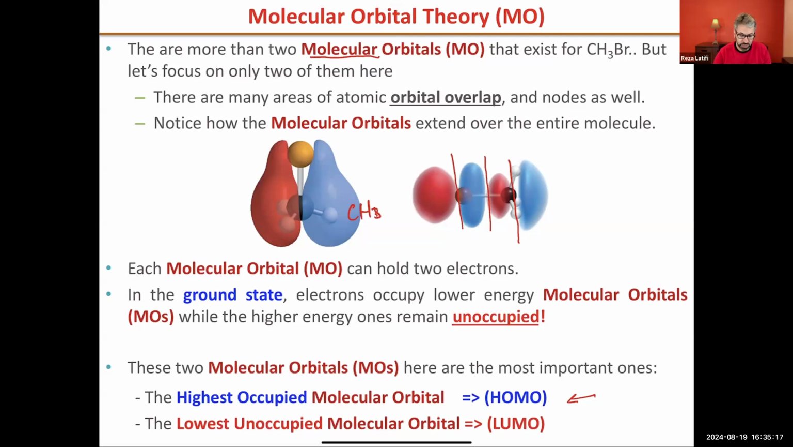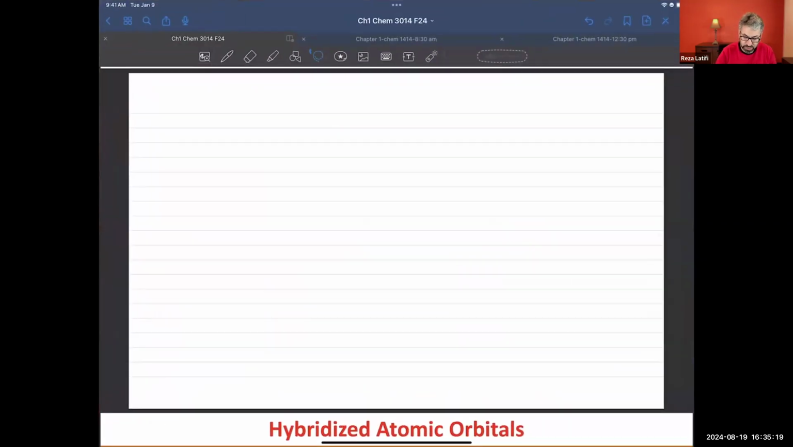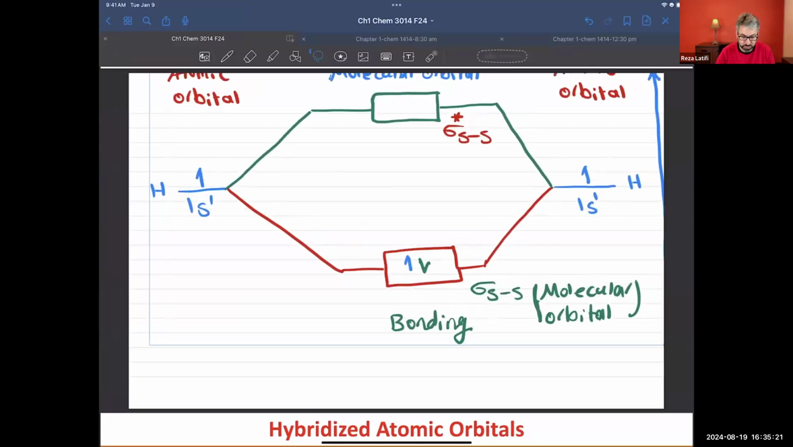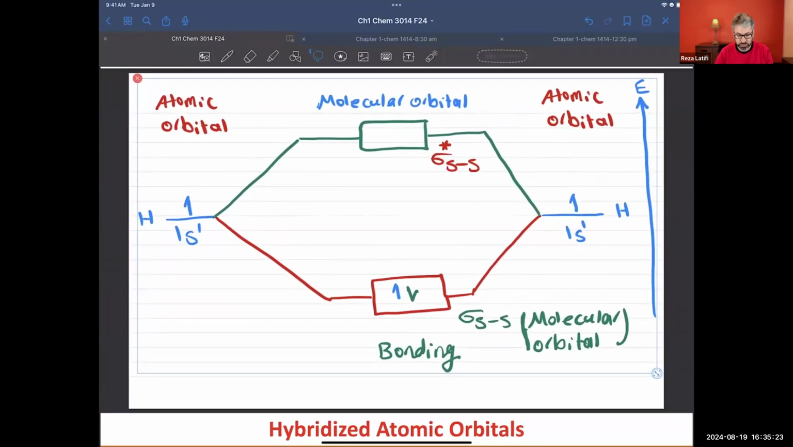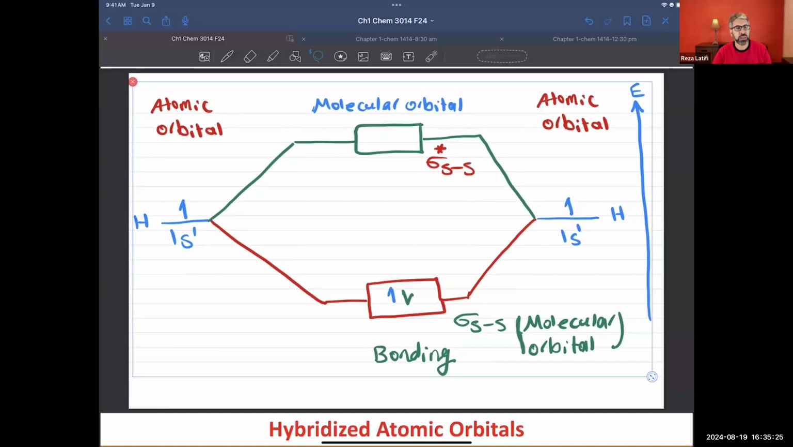So let me show them on the diagram that we practiced for the hydrogen molecule. We practiced this one last time. This is the molecular diagram for H2. We have two hydrogen atoms reaching each other, two atomic orbitals reaching each other, giving us two orbitals: the bonding sigma 1s orbital and the sigma star orbital.